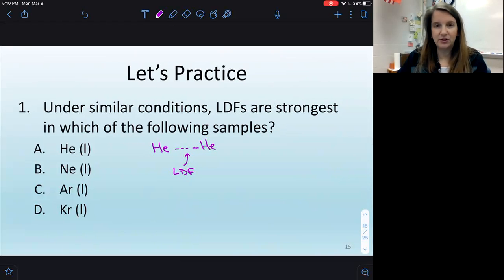Now, since all of these are noble gases, we're going to be looking to see which one has the most electrons, and that would be the strongest LDF. And that's why our answer is D.